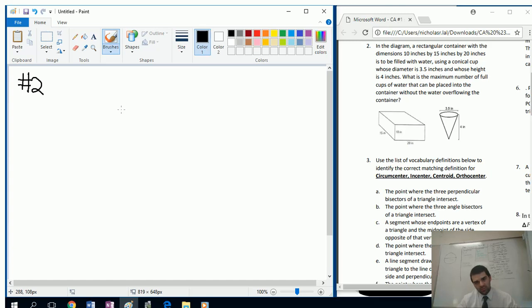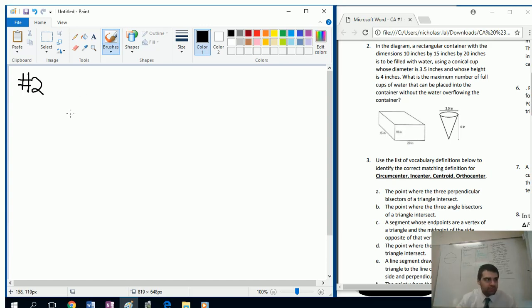So, if you really think about this problem, the number of cups that you can put into the container without overflowing it is going to be the volume of the big container, and you're going to have the volume of the cup. And you're going to have to divide the two. So you're going to have to divide the volume of the big container by the volume of the cup to figure out how many cups will fit into the container. So let's get working on the problem.